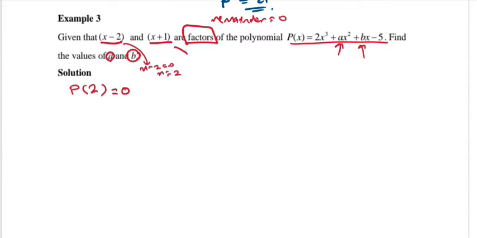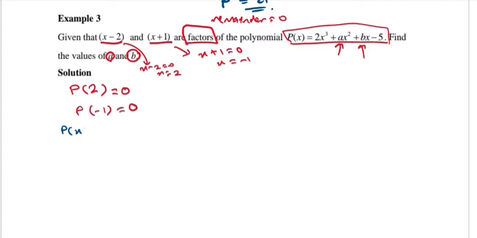That's your first information. The next information, just take the other factor, equate it to 0, and the x value that you should substitute in is negative 1. And the remainder is also 0. Now that you have these two pieces of information and one polynomial, you can just substitute those values inside and obtain two equations and solve them simultaneously. Let me show you how.